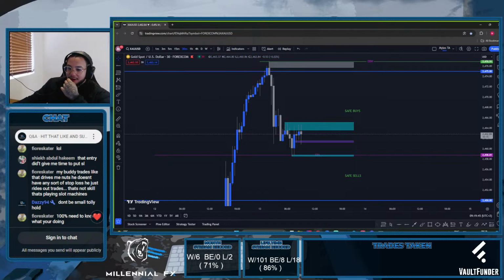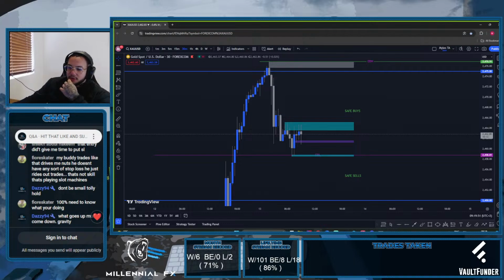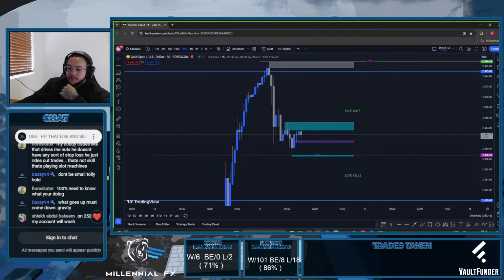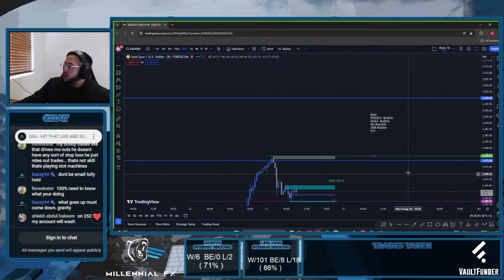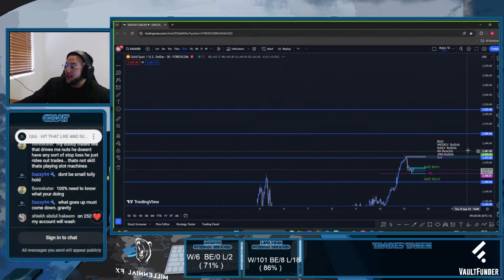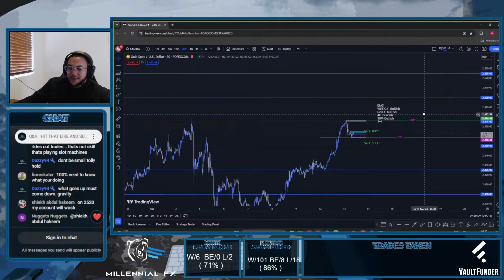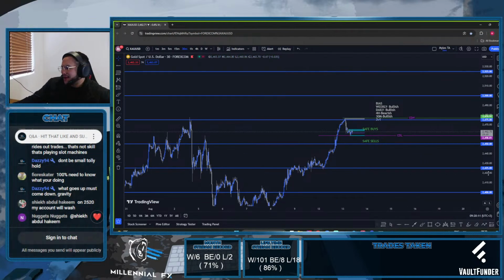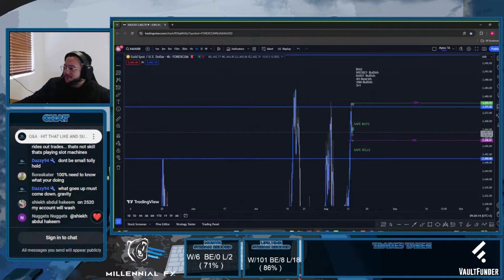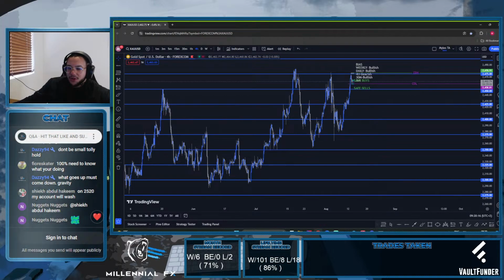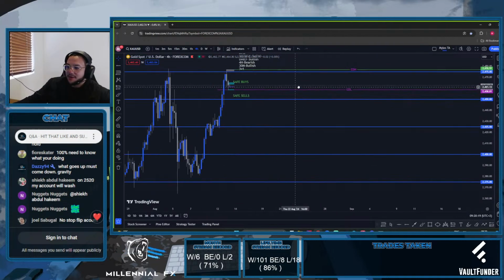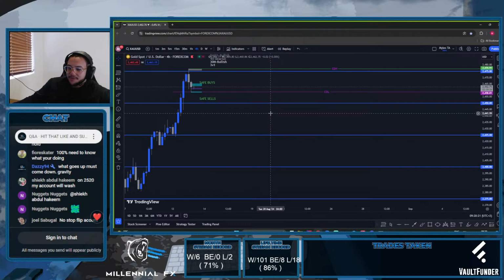Traders like that drive me nuts. He doesn't have any sort of stop loss. You have to trade with one. Not having a stop loss, GG, bro. GG to your account. On 25.20 my account will wash. 25.20? Why would you hold it there? Why would you want to hold a sell till 25.20? Nah, bruh. No. You need help, brother. You need help, my good sir.